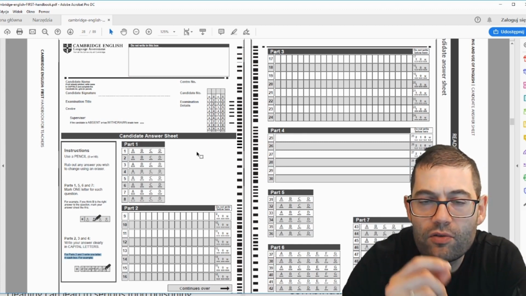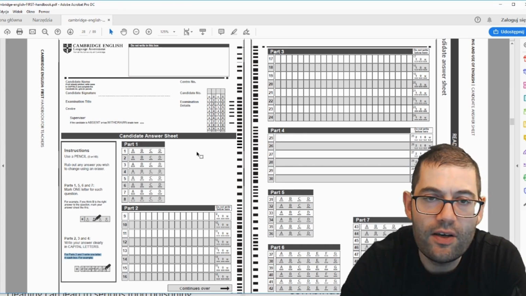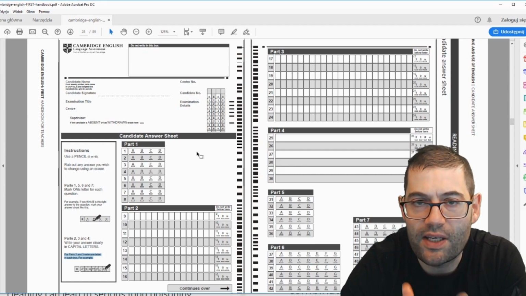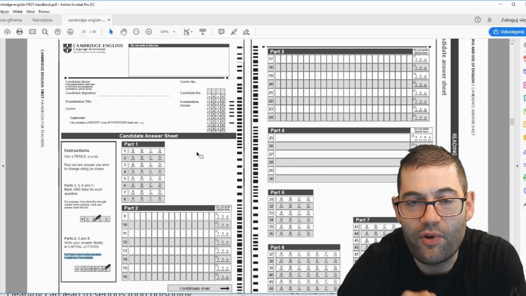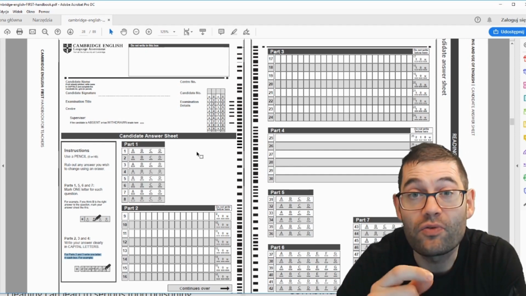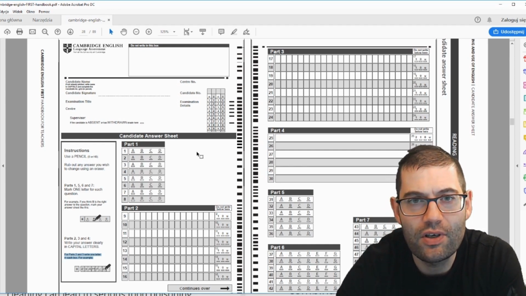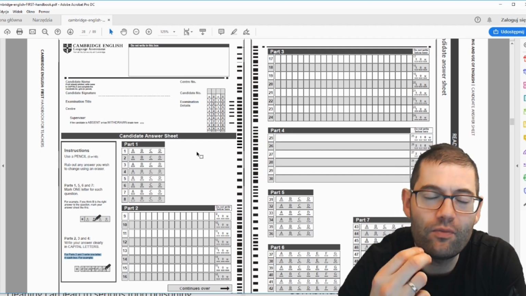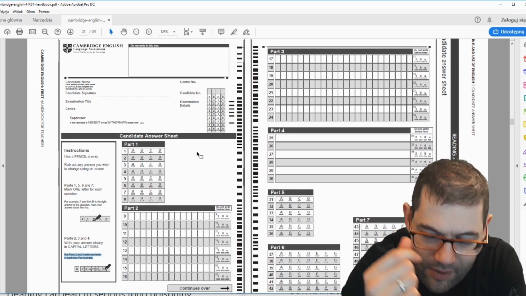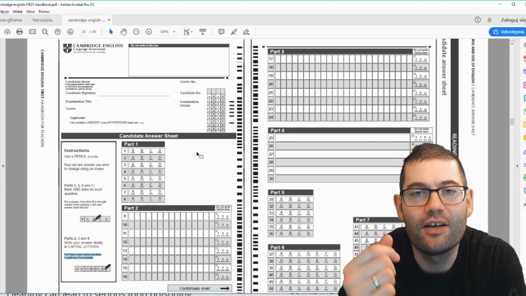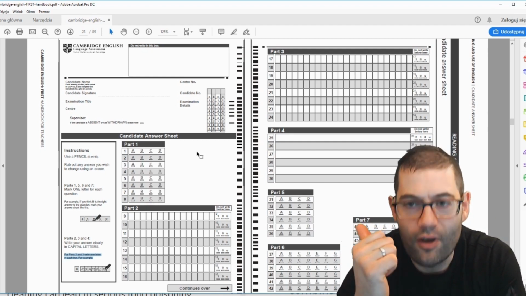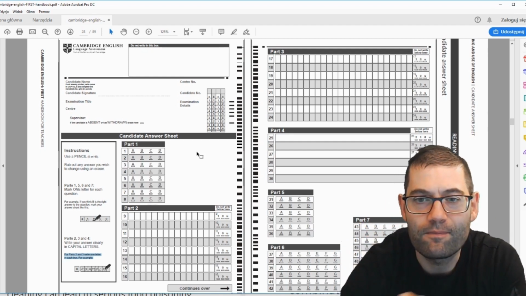Why do I want you to use this? Well, not only do you have to practice your skills before doing the exam questions, you also have to practice getting used to the answer sheet. The answer sheet has got specific instructions about how to fill it in, and the worst thing you can do is lose marks because you didn't follow the instruction when filling in the answer sheet.